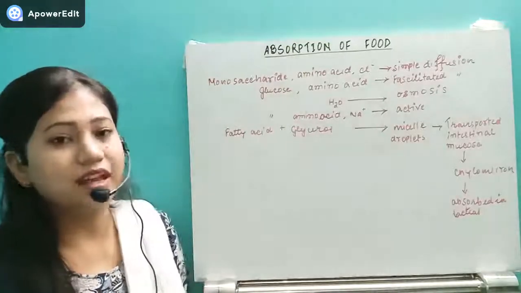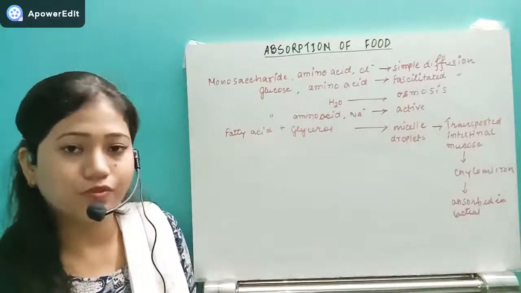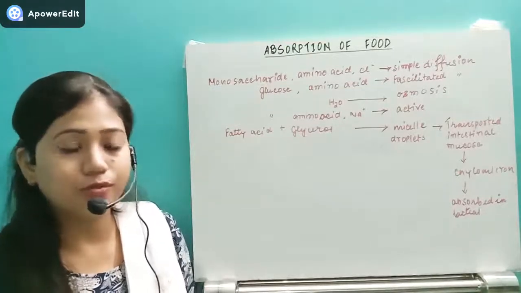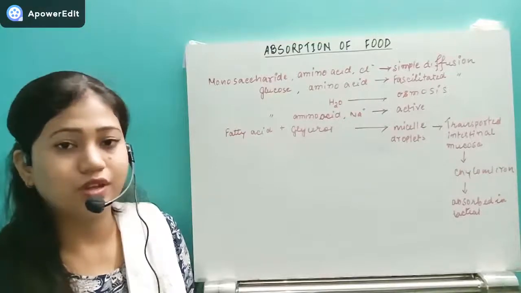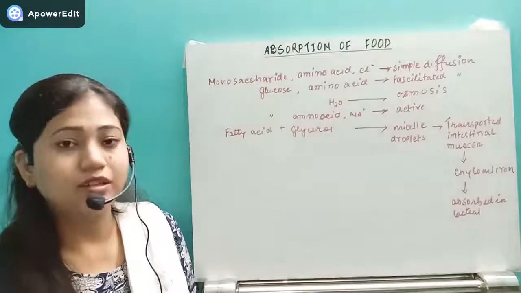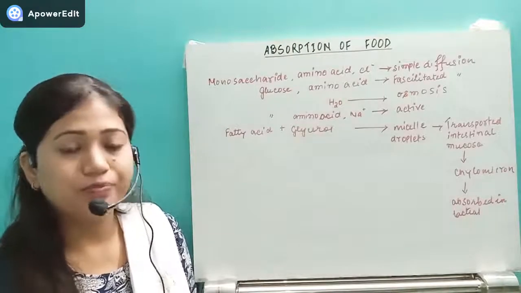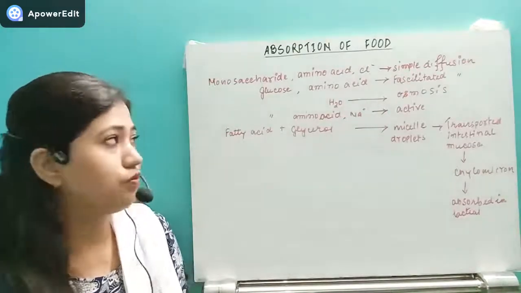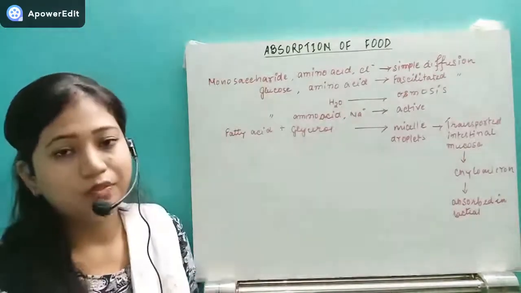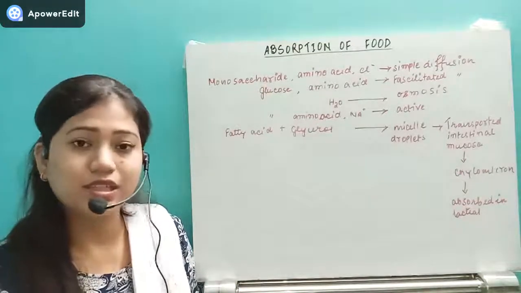Hello students, in the last video we completed the digestion of different types of foods, that are carbohydrate, protein, fats and nucleic acid, in the different regions of the alimentary canal, that is in the stomach, mouth, intestine, etc. So we have completed the digestion part. In this video we are going to see the absorption, then assimilation and then the next process, that is egestion.